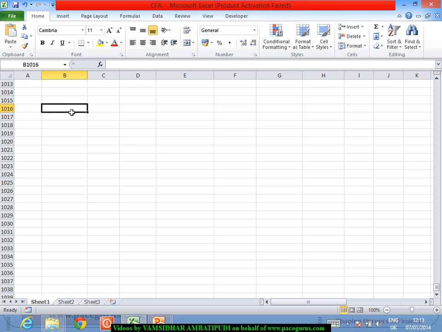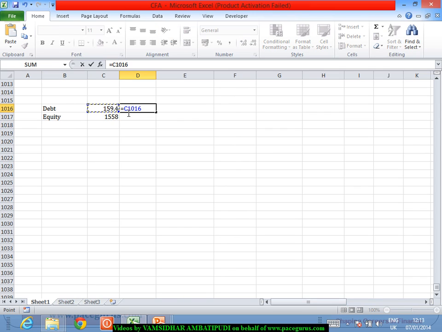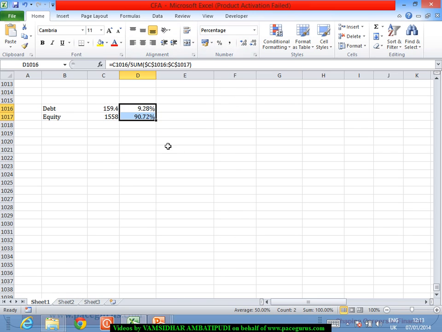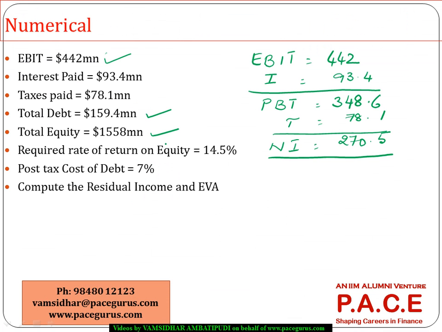Debt 159.4 million and equity 1558 million. So based on that, I can find out my debt proportion. The debt proportion is this divided by the summation of these two. So my debt is forming around 9.2%, whereas the equity is somewhere close to 91%, right? So this is the proportion weightage of debt and equity.